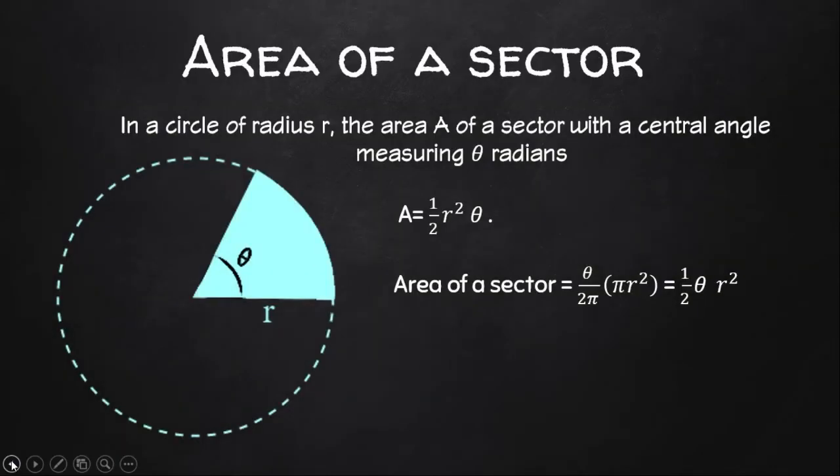We also have area of a sector. In a circle of radius r, the area A of a sector with a central angle measuring theta radians. So the area is equal to 1/2 r squared theta. That is from theta over 2 pi times the area, pi r squared. So you have 1/2 theta r squared.